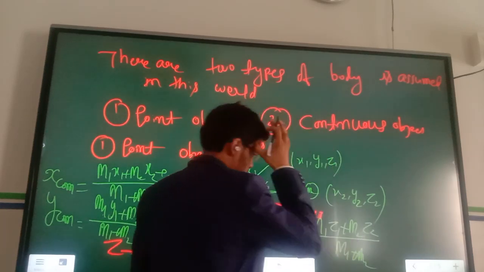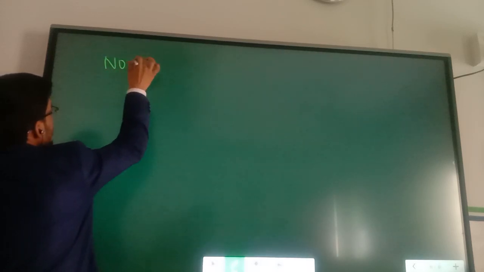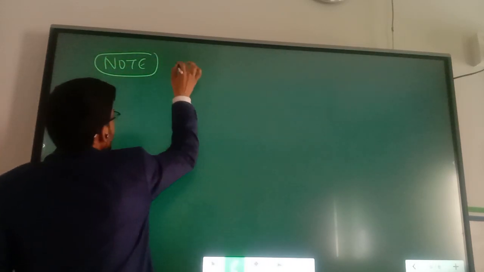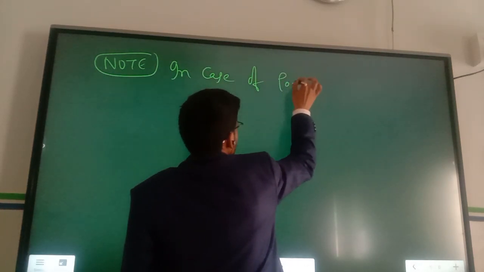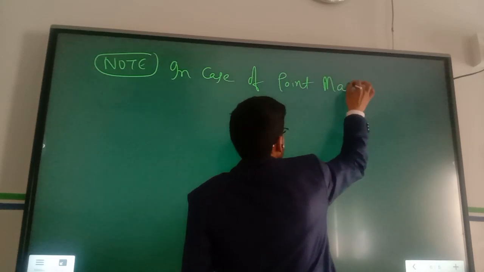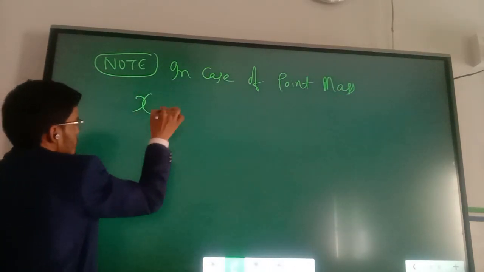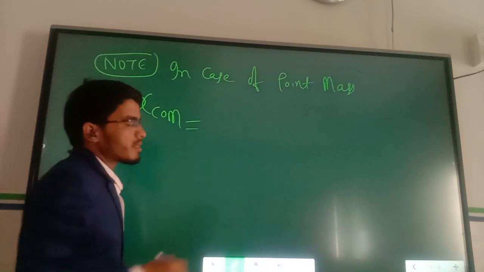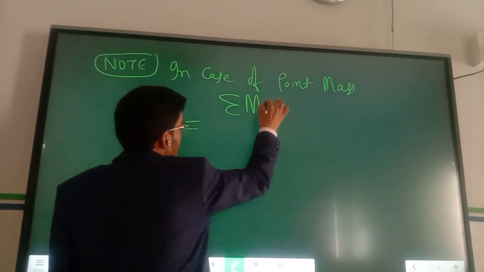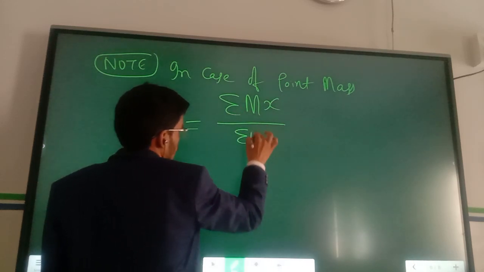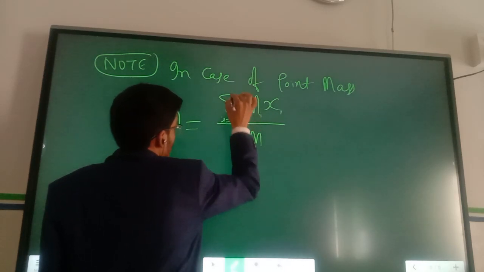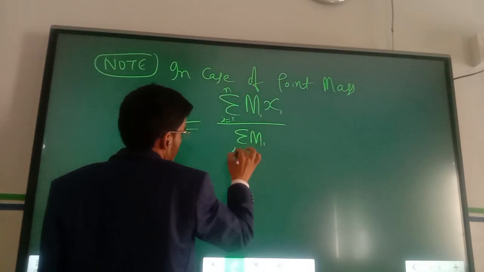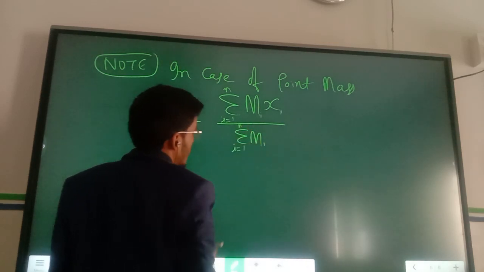Okay. But in the case of continuous mass, we write a note. In case of point mass, x center of mass is the summation of mx upon the summation of m, like mixi from i equals 1 to n, and mi from i equals 1 to n.